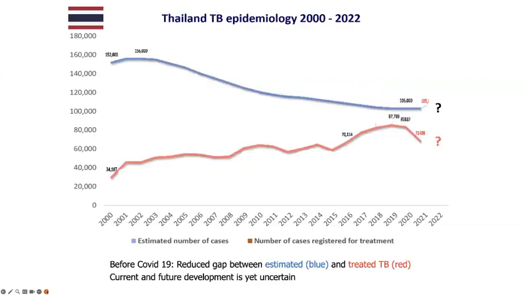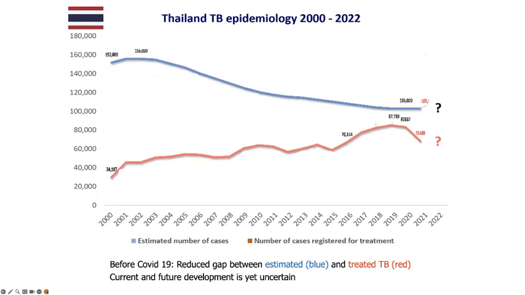And this chart is showing how the levels of TB in Thailand have fluctuated over the years. The blue line shows the estimated number of cases, whereas the red reflects the number of cases registered for treatment. So the first obvious thing to say is that there is a difference. There are cases of TB out there, we think, which are not being captured by the medical healthcare delivery system.